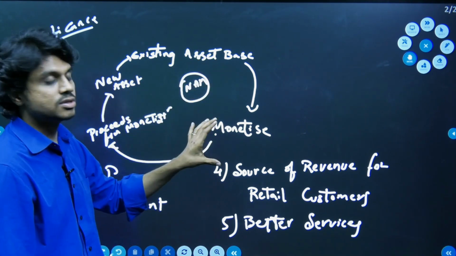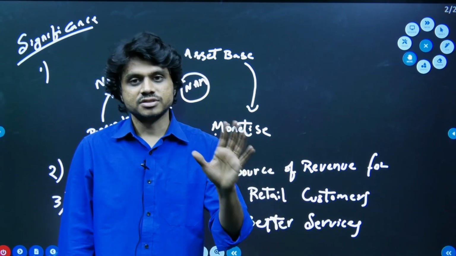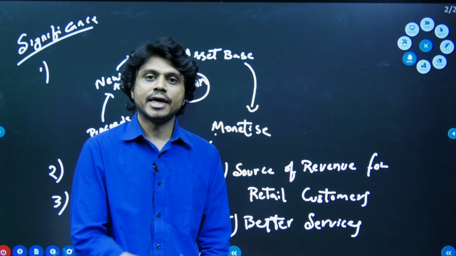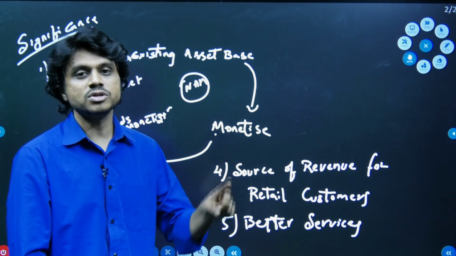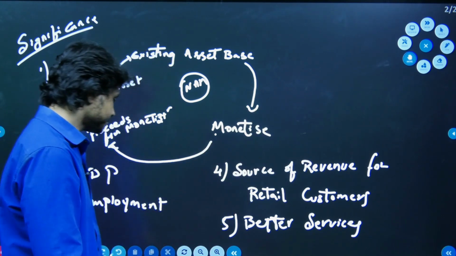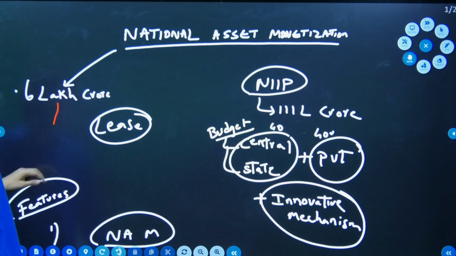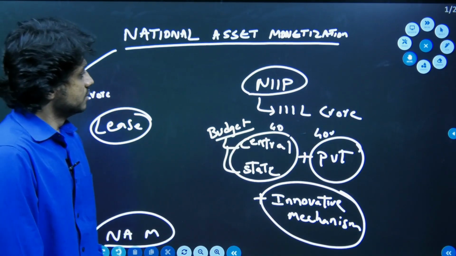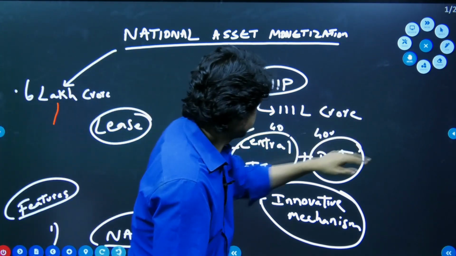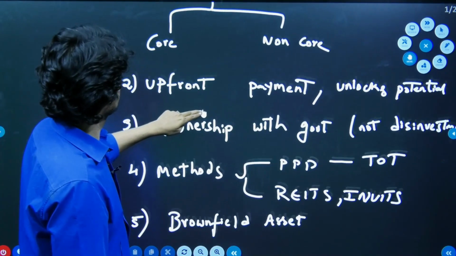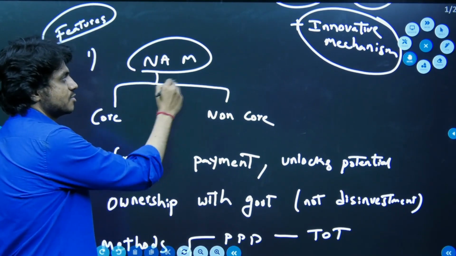This is the significance. But the question asks us first for the features. So what you have to do is explain what national asset monetization is in the introduction. Then you will talk about its features. Now in these features you have to talk about the major components. What is this national asset monetization?